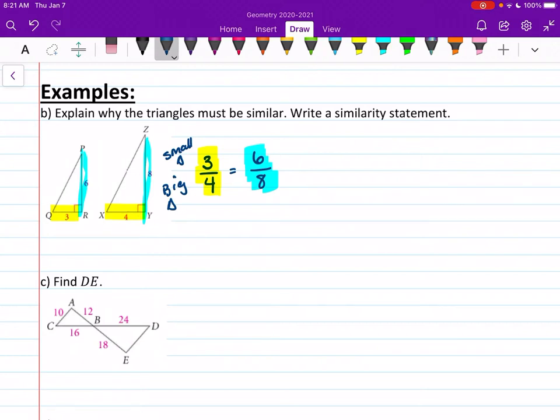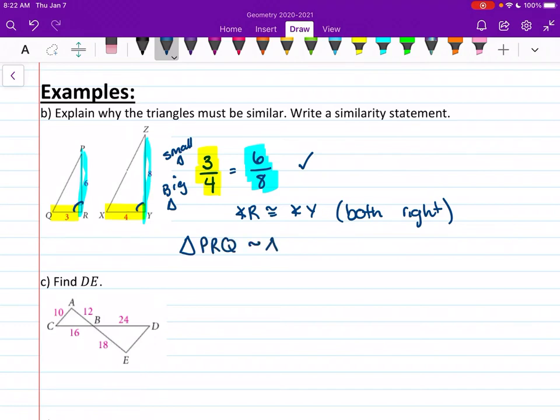And those two fractions are in fact equal. So yes, check. Okay, we got proportional sides. We have an angle because it's a right angle, so I need to make sure I state that. Angle R is congruent to angle Y, because they're both right angles. So then triangle PRQ is going to be similar to triangle ZYX, by side, angle, side, and then we put the little similarity symbol after it so that we don't get it confused with the side, angle, side congruence theorem.